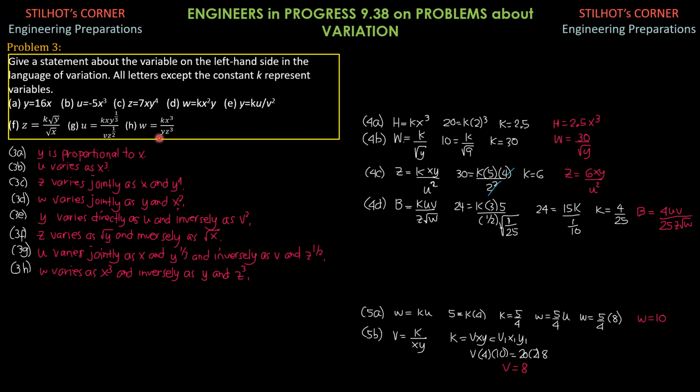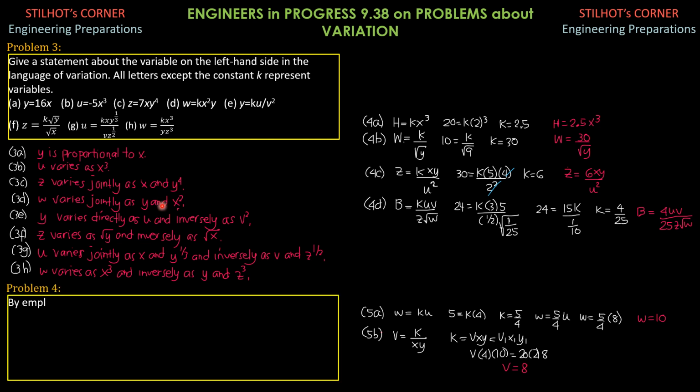Then H, w varies as the cube of x, or w is directly proportional to the cube of x, and inversely as y and the cube of z. Or the other way around, w varies as x cubed and inversely as y and z cubed. So that's it for problem 3. We proceed to problem 4.